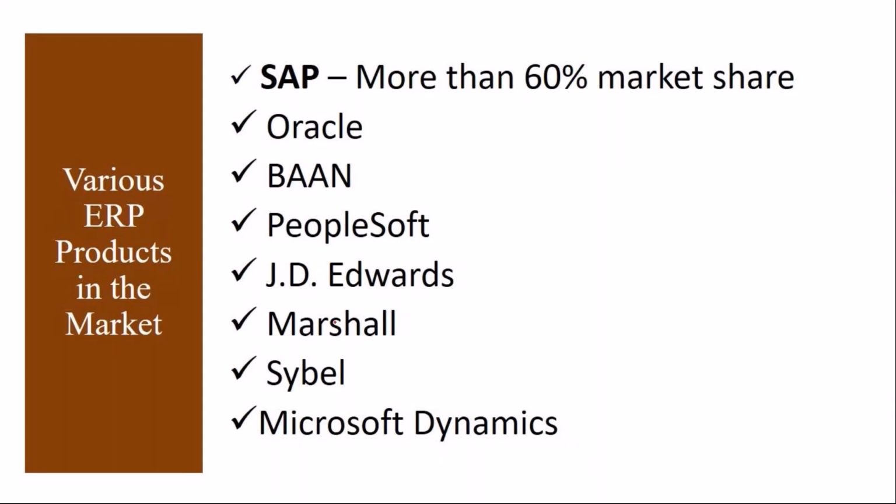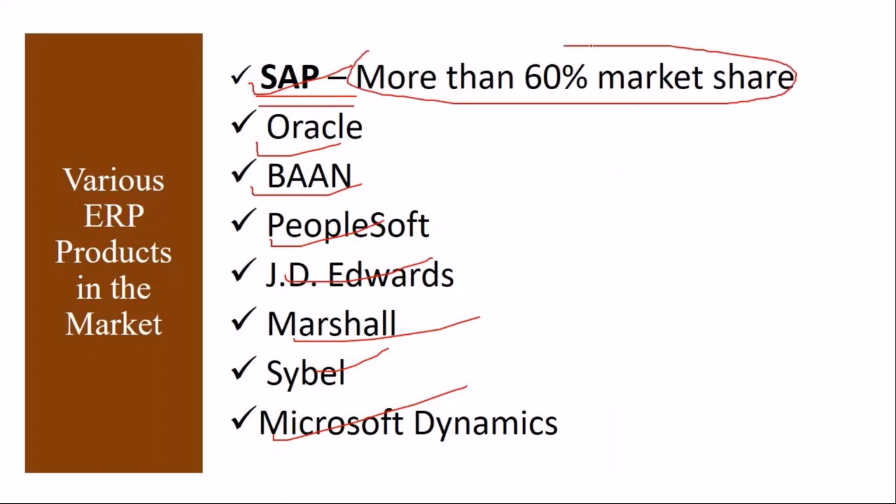Okay, so now we will see what the various ERP products in the market are. These are some of the ERP products in the market: first is SAP, Oracle, BaaN, PeopleSoft, JD Edwards, Marshall, Siebel, and Microsoft Dynamics. But among all these, SAP is the number one ERP product in the market, and it holds more than 60% of the market share among all the ERPs.